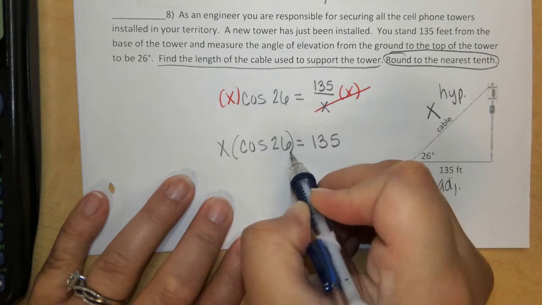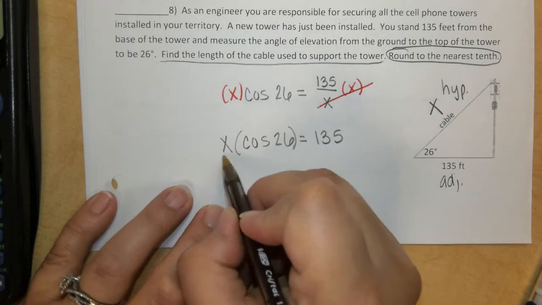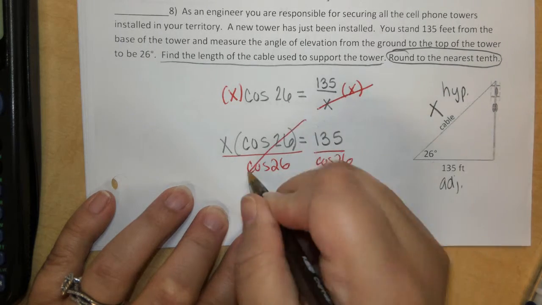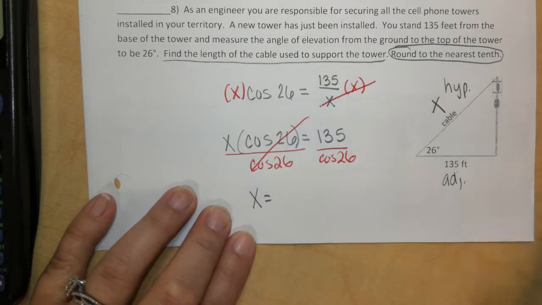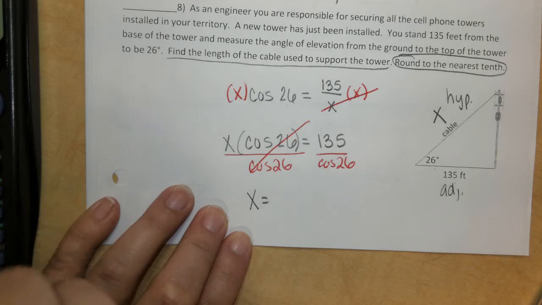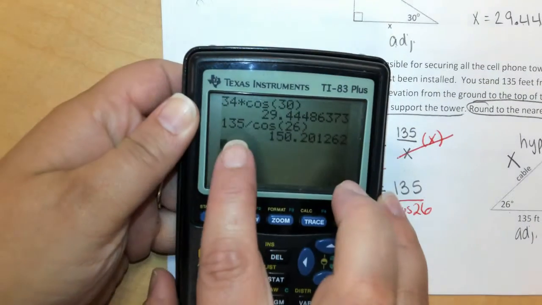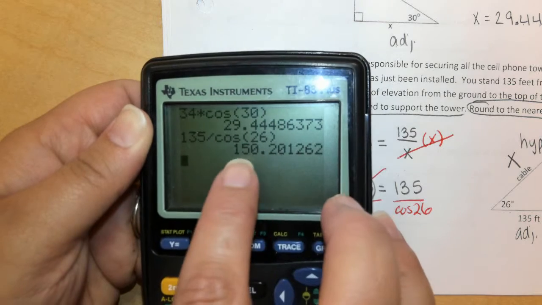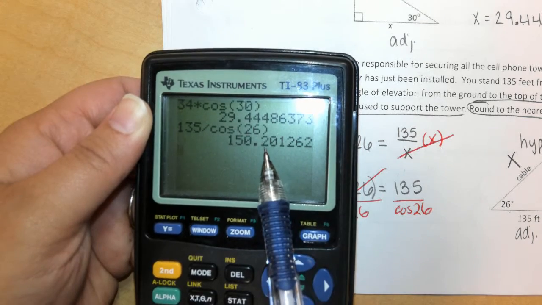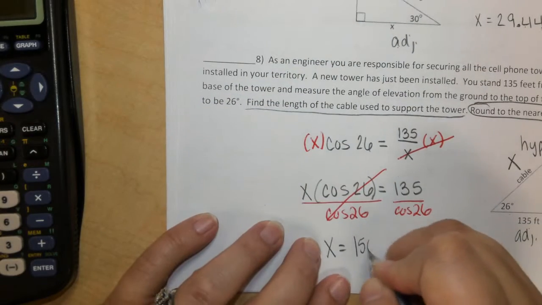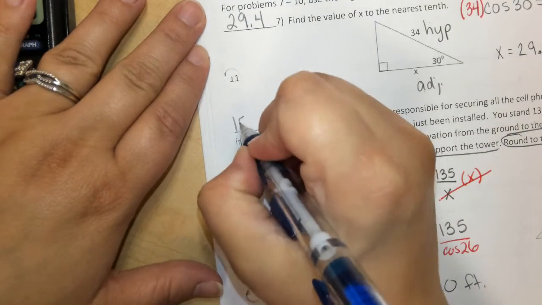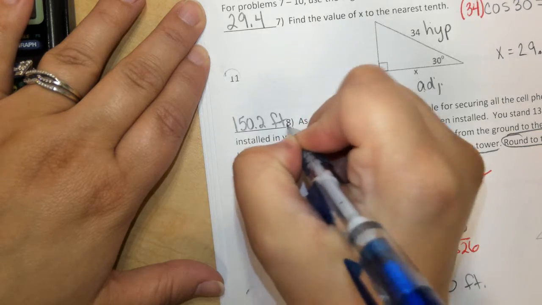Think of this like in parentheses, times. But to get x by itself, I have to divide by cosine of 26. So I'm going to put the 135 divided by cosine 26. So here you can see I did 135 divided by cosine 26. I got 150.20. It does say round to the nearest tenth, so the 0 makes that stay 2. So 150.20, and then this is feet. So it would be 150.2 feet.